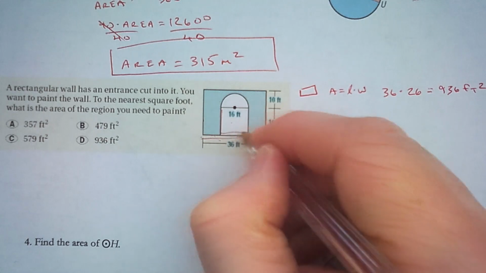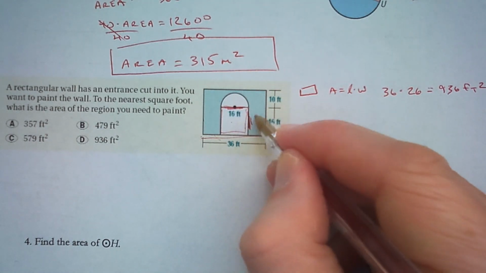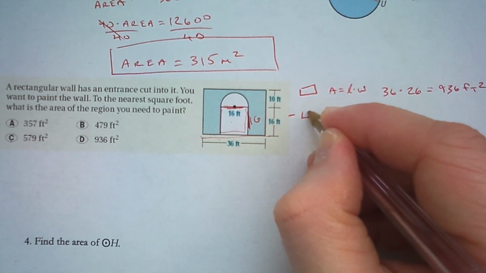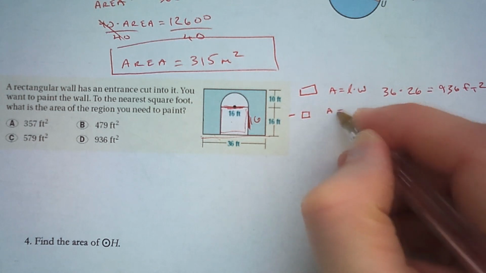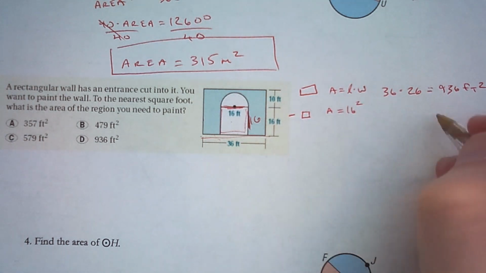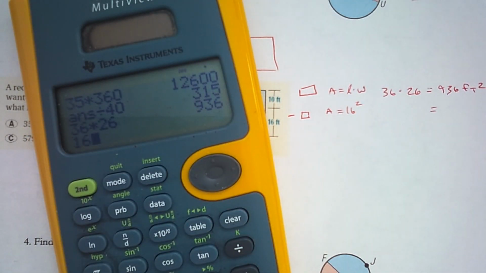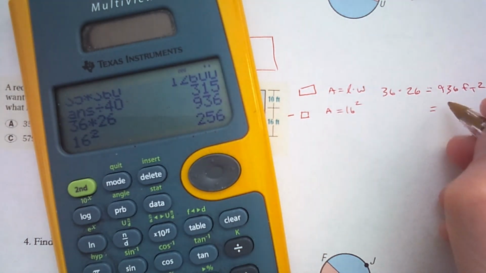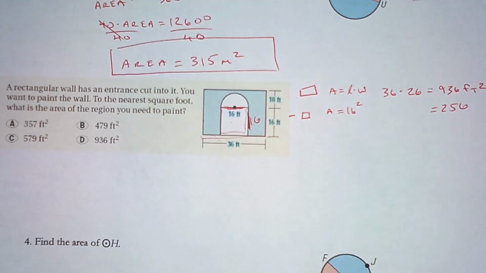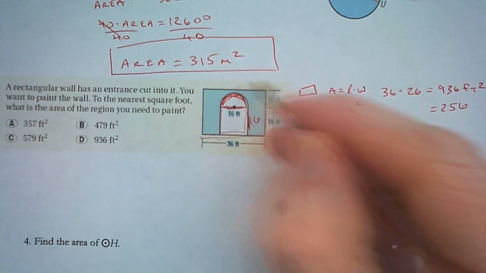Now the cutout has this shape right here, which is a square. It's 16 by 16. So we have to subtract the area of the square, and the area of a square is side squared. Okay, so 16 squared is 256. So we are subtracting 256. We also have to subtract this semicircle. So we've got a half circle here.